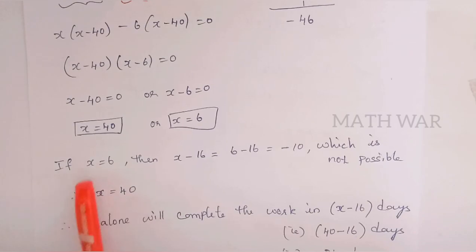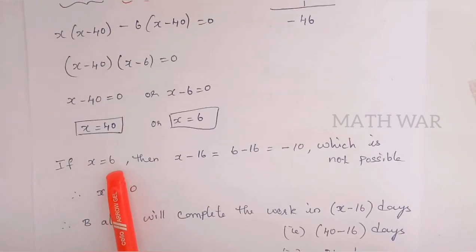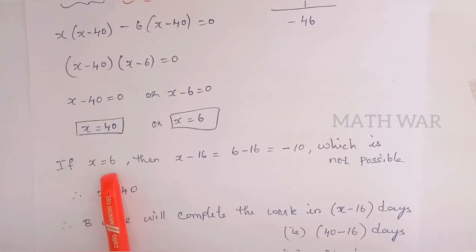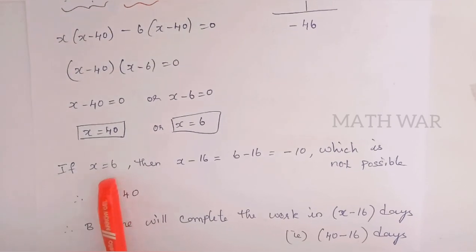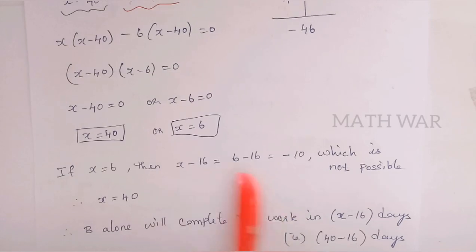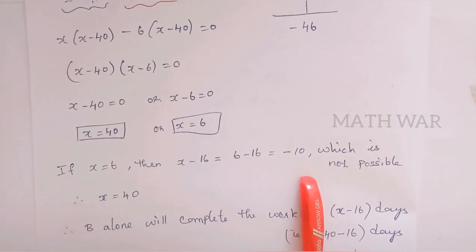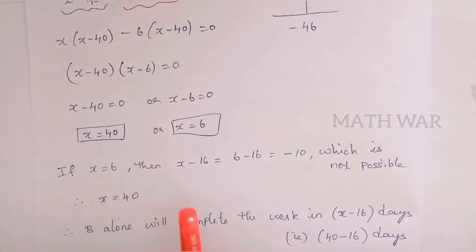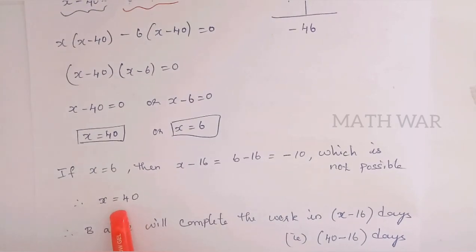But if x is equal to 6, what will happen? X is nothing but A's time, right? A can complete in 6 days. Then how much will B take? That is x minus 16. So minus 10 will come. That is not possible, right? So x value is not equal to 6. So the x value is 40 only.